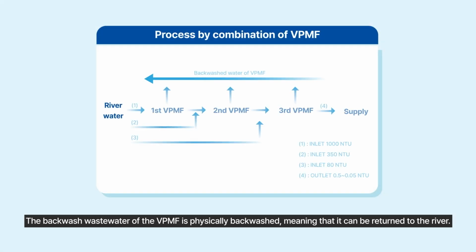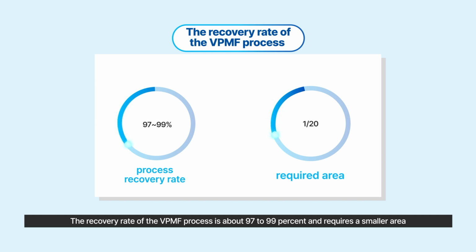The backwash wastewater of the Vpmf is physically backwashed, meaning that it can be returned to the river. If the backwash wastewater needs more treatment, it can be concentrated into a slurry using our submerged variable pore filtration, which can be dehydrated and disposed. The recovery rate of the Vpmf process is about 97 to 99% and requires a smaller area that is 1/20th of existing water purification plants.